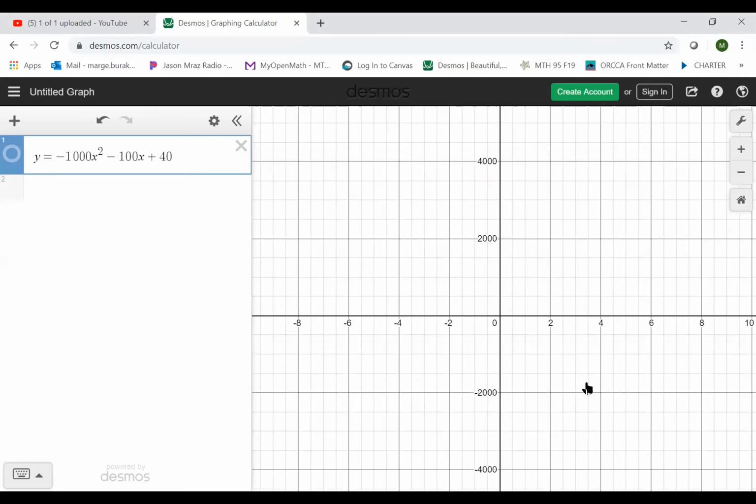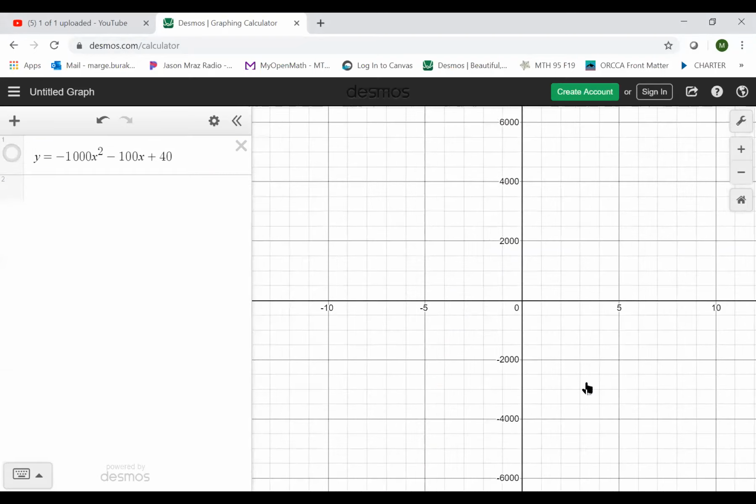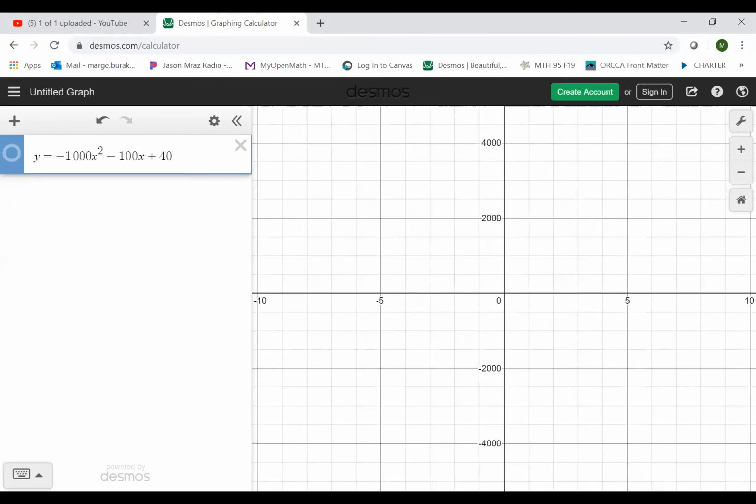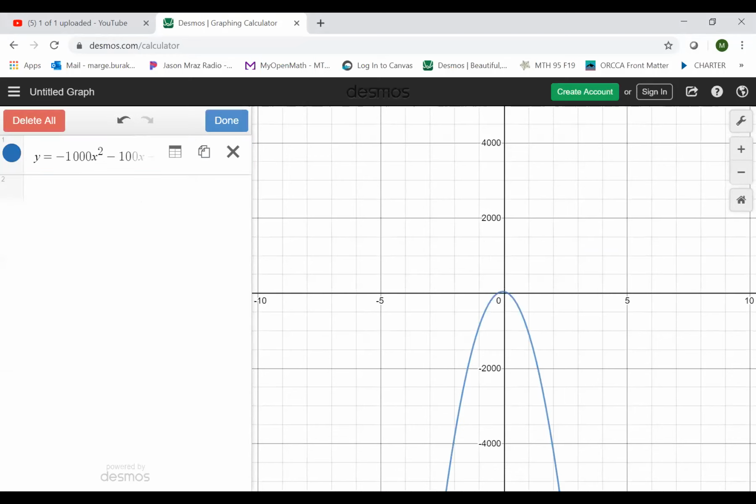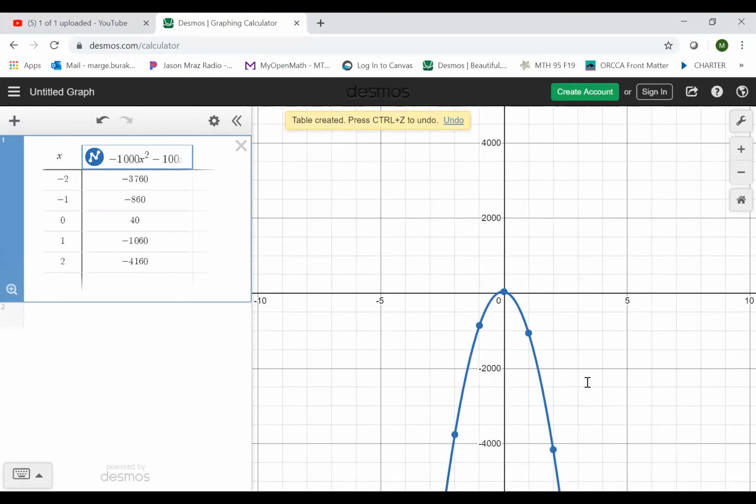Now the scale, well, this scale is already a bit large. Can you see that? How on the y-axis, the scale is pretty large. And it almost looks like that's my vertex right there. But I'll tell you what, this is the thing about technology. You really don't know. I'm going to go ahead and get a table of values. Now, see, it almost looks like that's my vertex and my y-intercept.